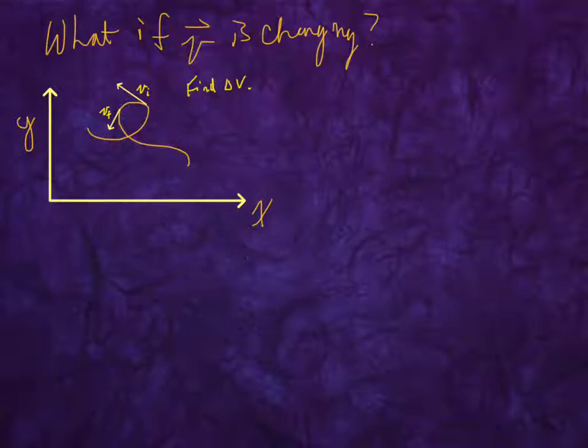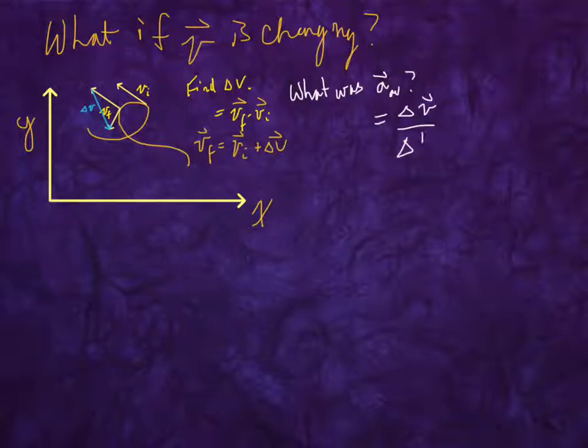We're going to find delta V. To find delta V, we're going to move our initial velocity over so that we match the tails up. It's actually better if we match the tails up, because in order to find our delta V, we want to subtract them.